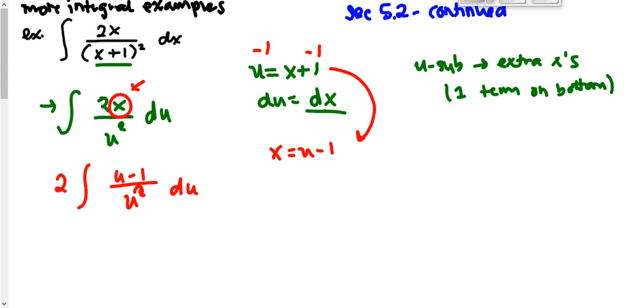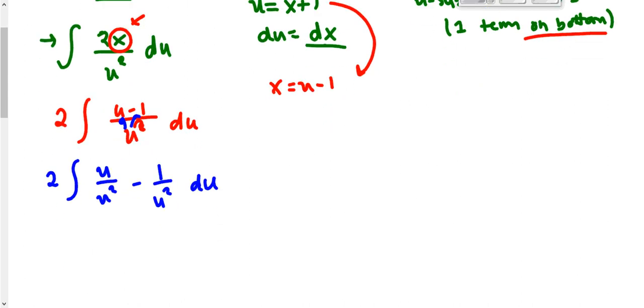I have one term on the bottom. We've talked about this, how that means that it's going to be divided into each term on the top. So this integral is really 2 times the integral of u over u squared minus 1 over u squared du. And we can simplify this a little bit before we're ready to integrate. So this would be 2 times u over u squared. When I simplify that, I get 1 over u. And I'm going to leave it as 1 over u because that is something that I can integrate. However, I am going to write 1 over u squared as u to the negative 2 du because I can't integrate other exponents than 1 on the bottom.